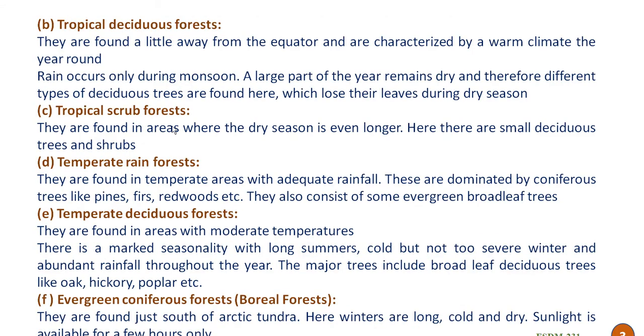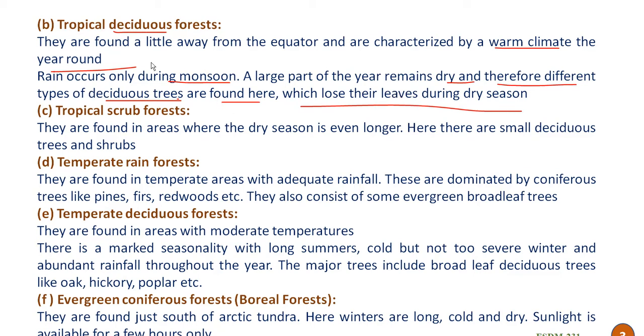Then tropical deciduous forest. This tropical deciduous forest is found a little away from the equator and is characterized by a warm climate, and the rain occurs only during the monsoon. A large part of the year remains dry, and therefore different types of deciduous trees are found here, which lose their leaves during the dry season. As the name indicates, in dry deciduous forest the leaves of the trees dry and fall during the dry season.